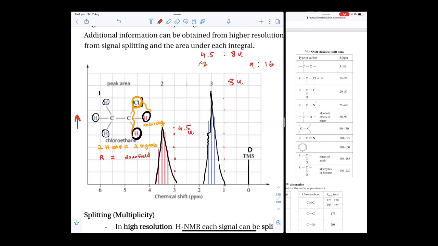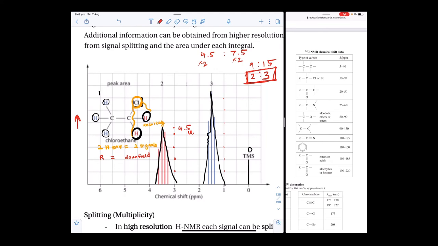No. That's weird. Why is it? No, so it's not 8 units exactly. It's 7.5. Yeah, it's about 7.5. So let's do it like that. So if we times it by 2, we'll get 9 to 15. And that's about 2 to 3. So that makes sense. So do you see how the ratio tells you approximately, not the number of hydrogens even, the ratio of hydrogens in each environment?